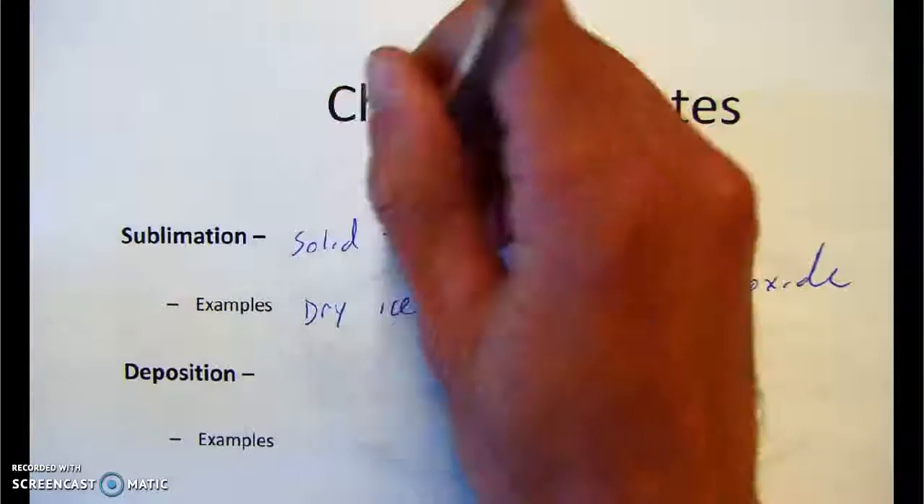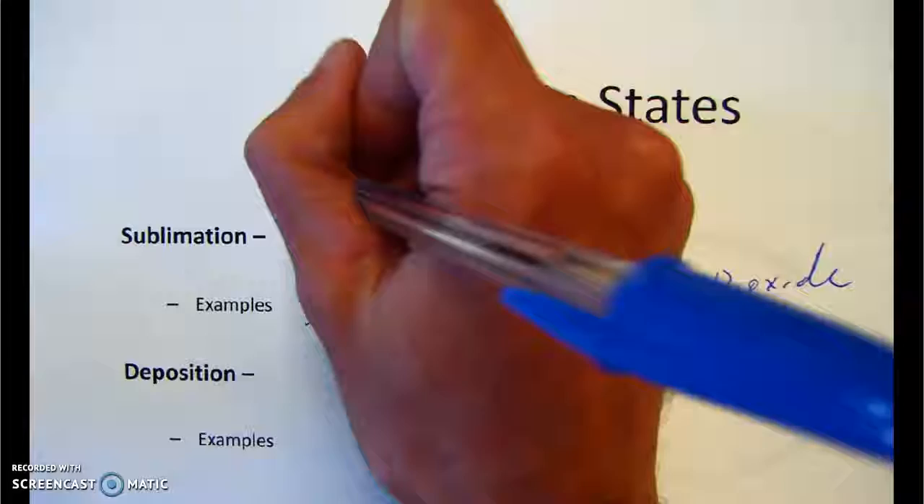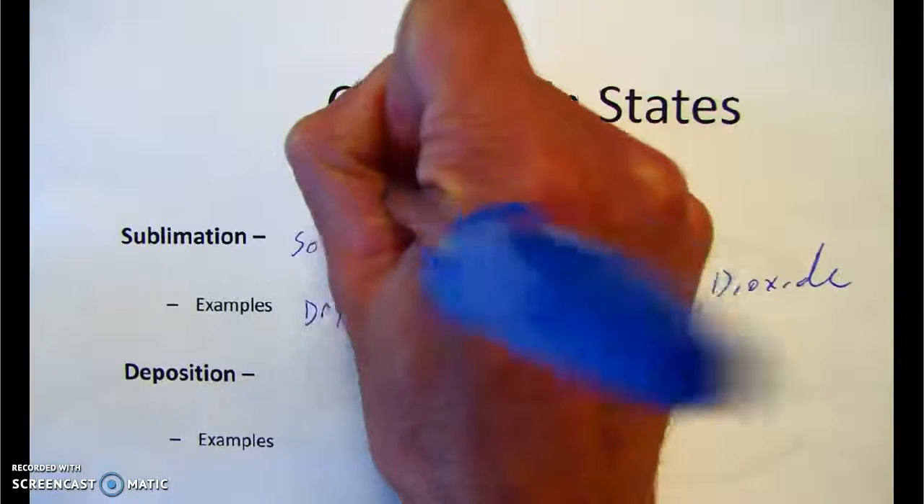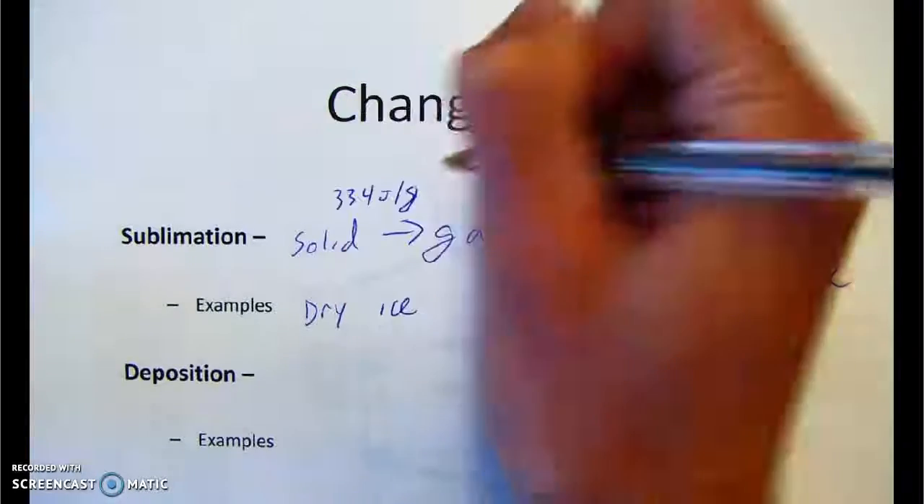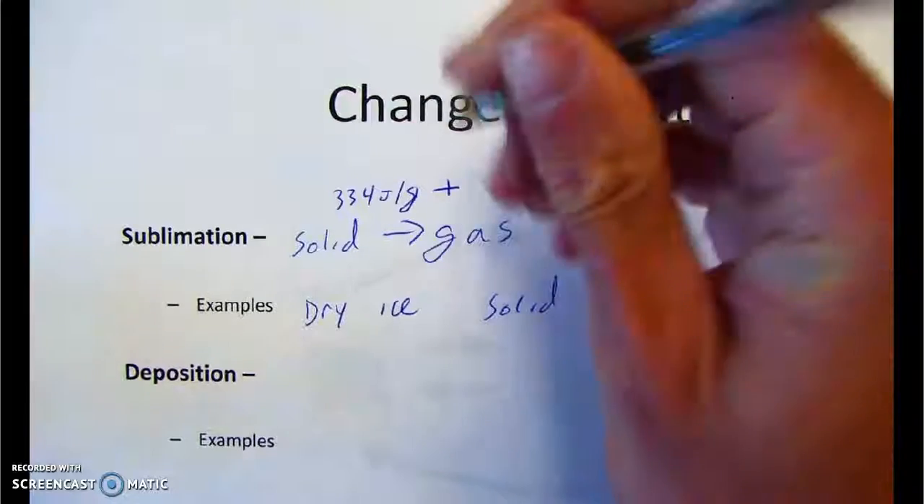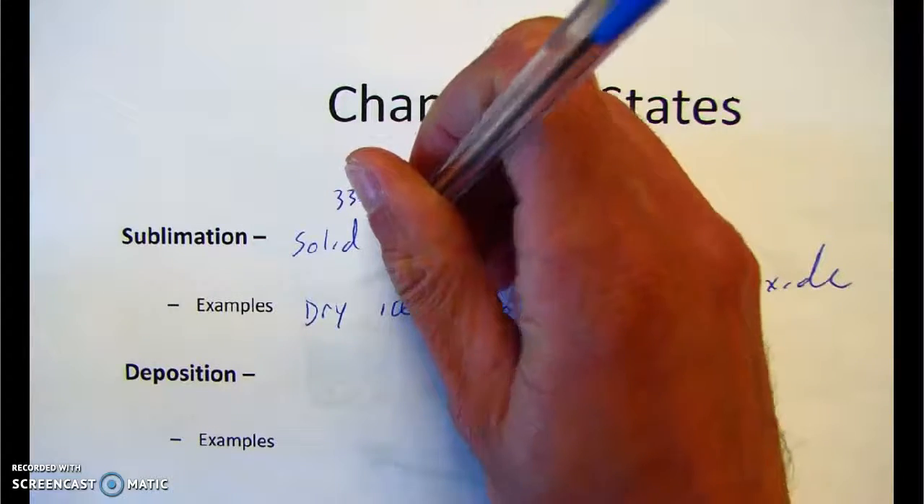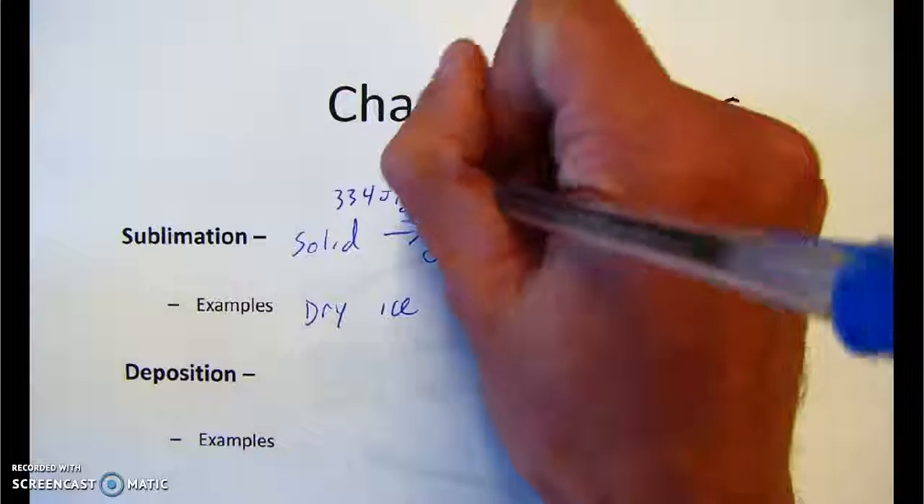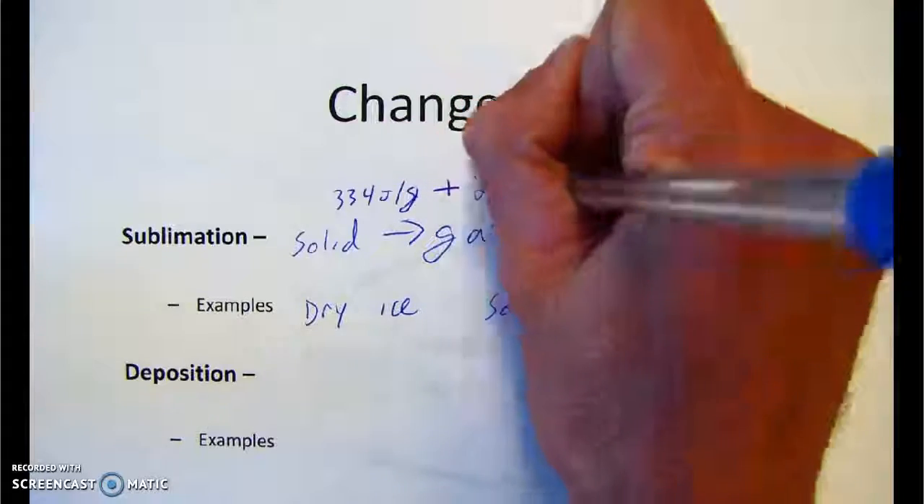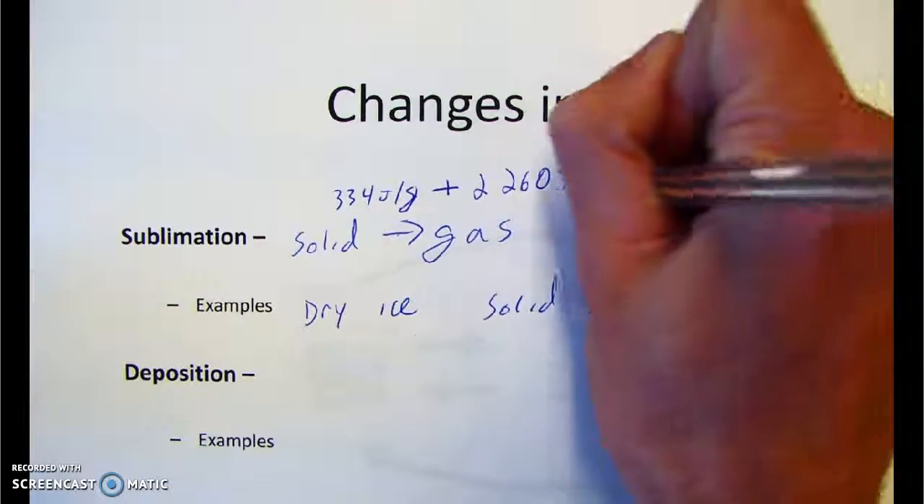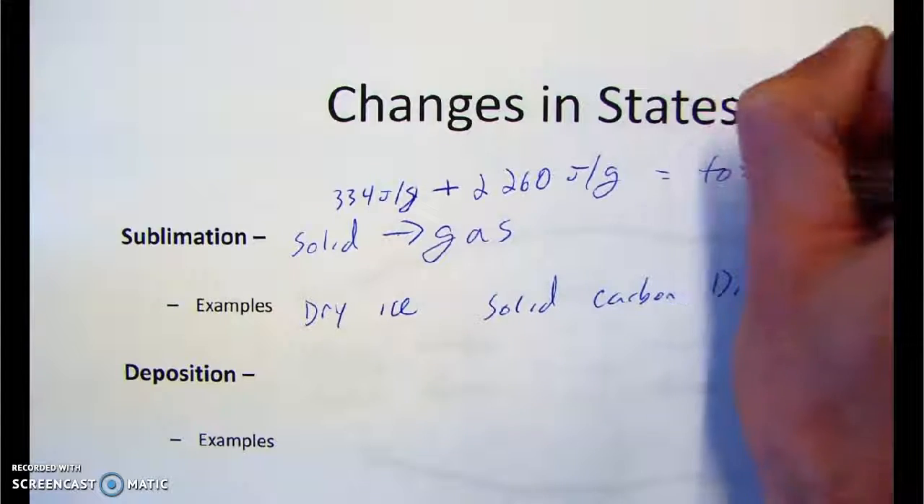We're skipping melting, but if we did melting, that would be 334 joules per gram of energy, plus what it would have taken if it were a liquid to go from liquid to gas, that's 2,260. So we would add those two numbers together, and that would equal the total.